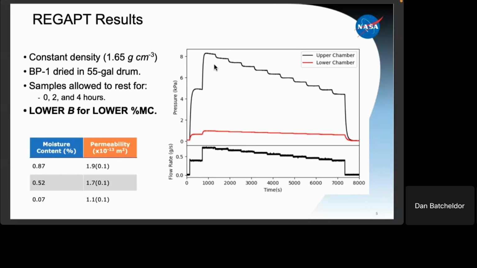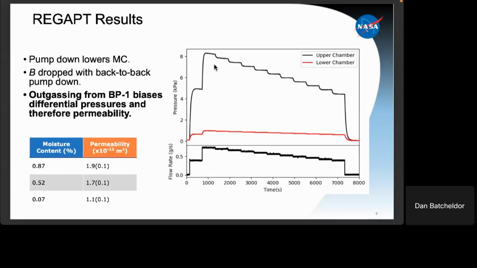So on the next slide, we pumped down the same sample, first with a high moisture content, and then measured the permeability, and then we allowed that to backfill with dried air again, then pumped it down again, and we measured back-to-back permeabilities, and the permeability dropped in the same sample after consecutive pump downs.